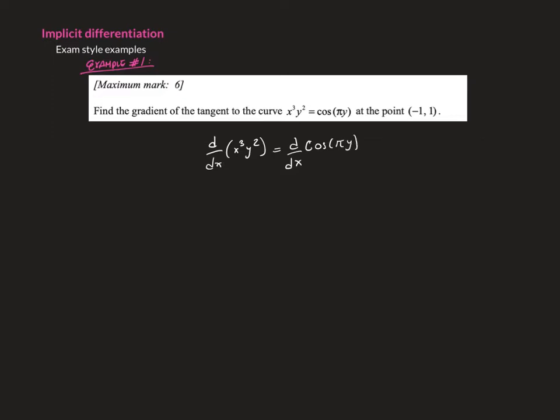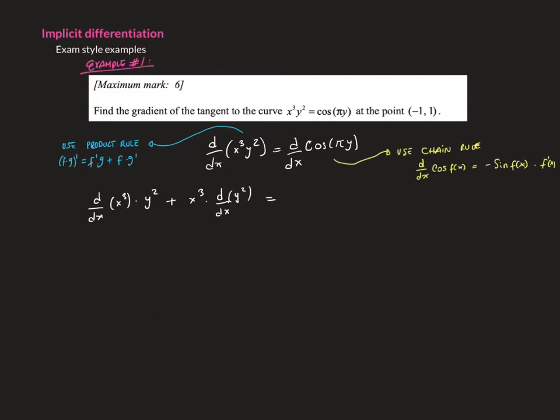Now in the left hand side we can see that this is a product, so we are going to have to use the product rule. So that is the derivative with respect to x of x^3 times y^2 plus x^3 times the derivative with respect to x of y^2 equals, and the right hand side is a composition. So the derivative of a composition, we need to use chain rule. So this should be minus sine of πy times the derivative of the argument πy, which is πy'.